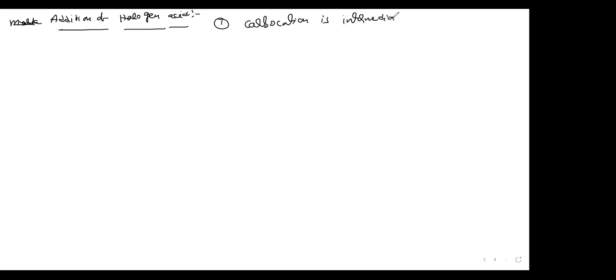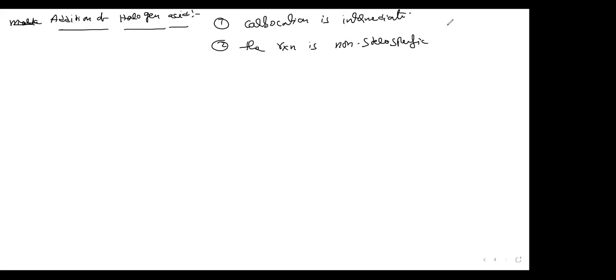Chalo. So first, in this case, addition of halogen acids. What is the intermediate? First one, we have to note these key points. Carbocation is the intermediate. So whenever carbocation is the intermediate, we can say the reaction is non-stereospecific.